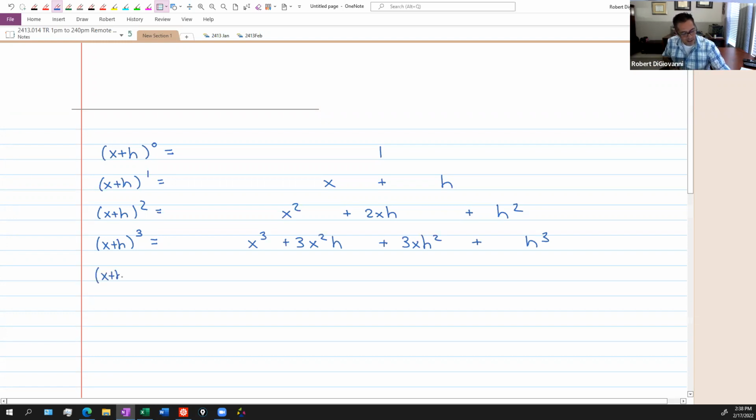Now, if you do x plus h to the 4th power, that's x plus h times x plus h times x plus h times x plus h. Here's what it becomes: x to the 4th plus 4x cubed h plus 6x squared h squared plus 4xh cubed plus h to the 4th.